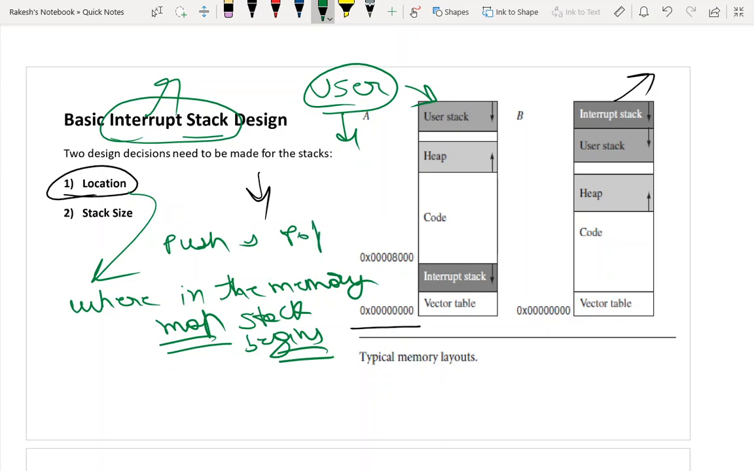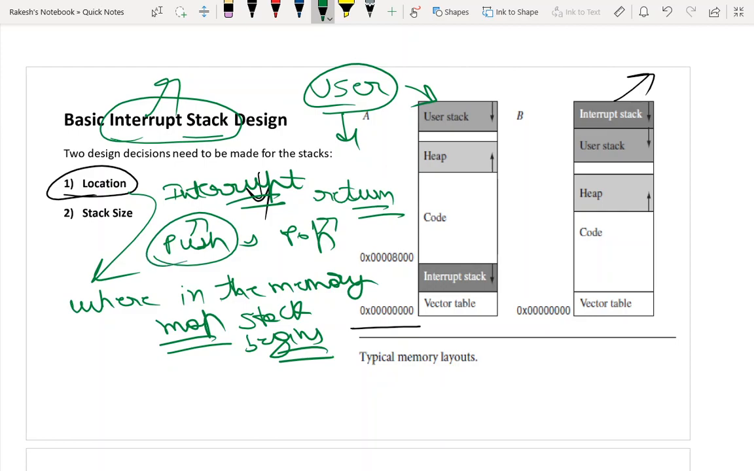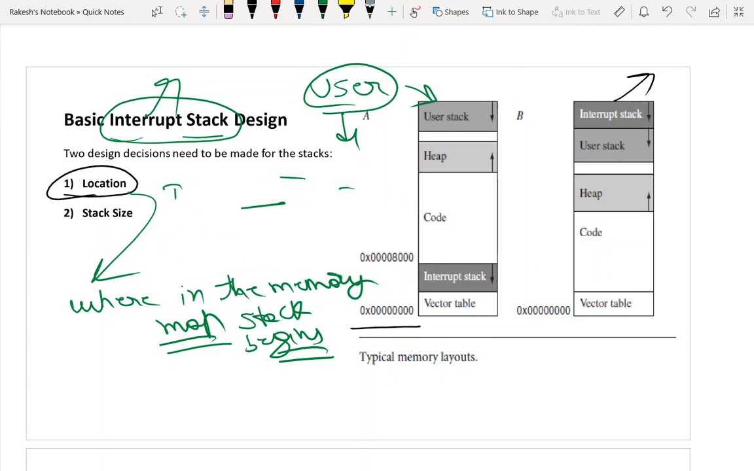So the stack is basically pushing and popping the content. Whenever some interrupt occurs, you push the content onto the stack. Popping is when you want to exit from the interrupt, so you return the content from the stack. So pushing the register contents onto the stack, popping the register contents from the stack. So that is what you do here. So obviously, where you want to push, that is what we were discussing about the location, isn't it?